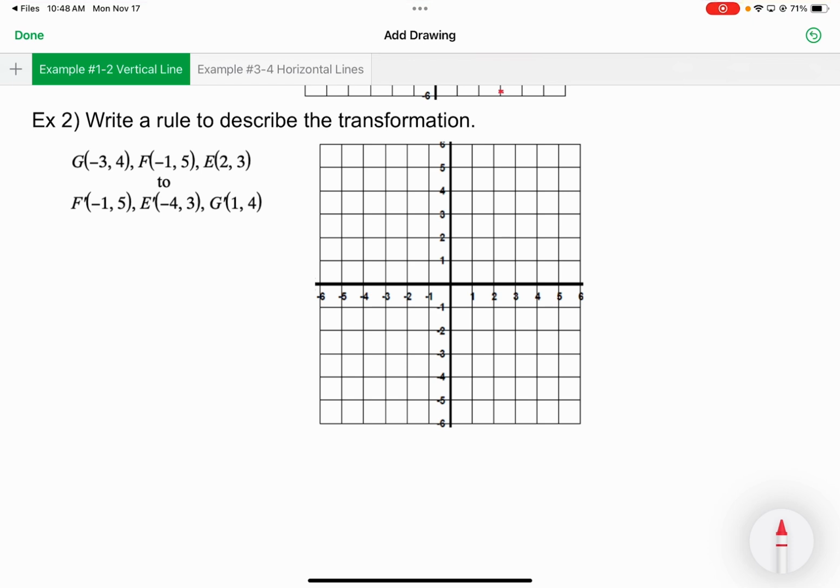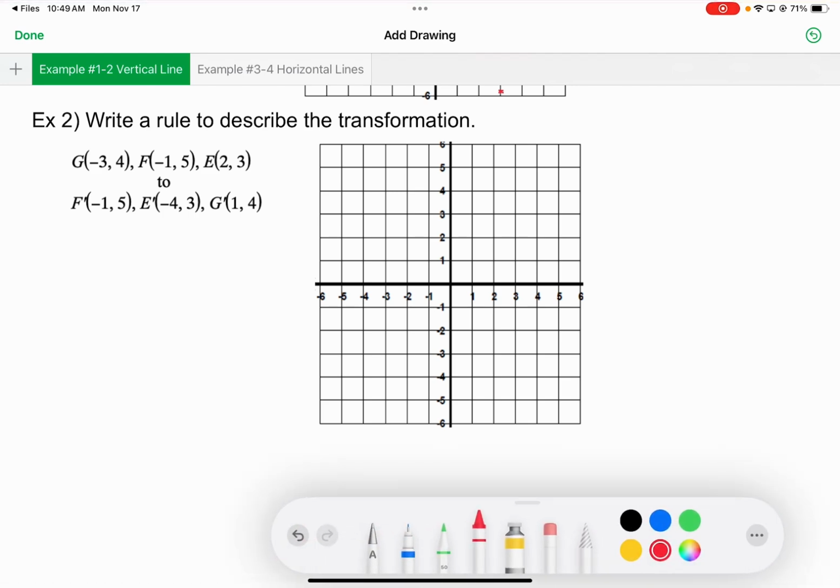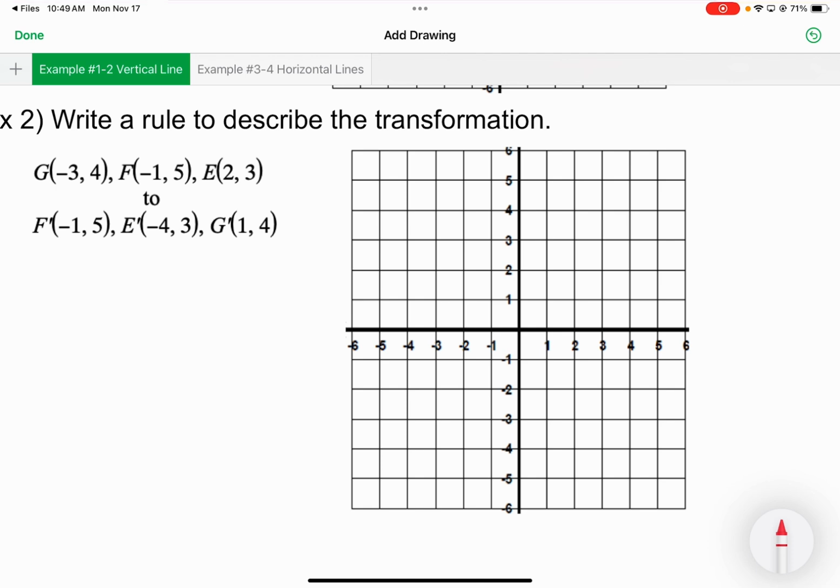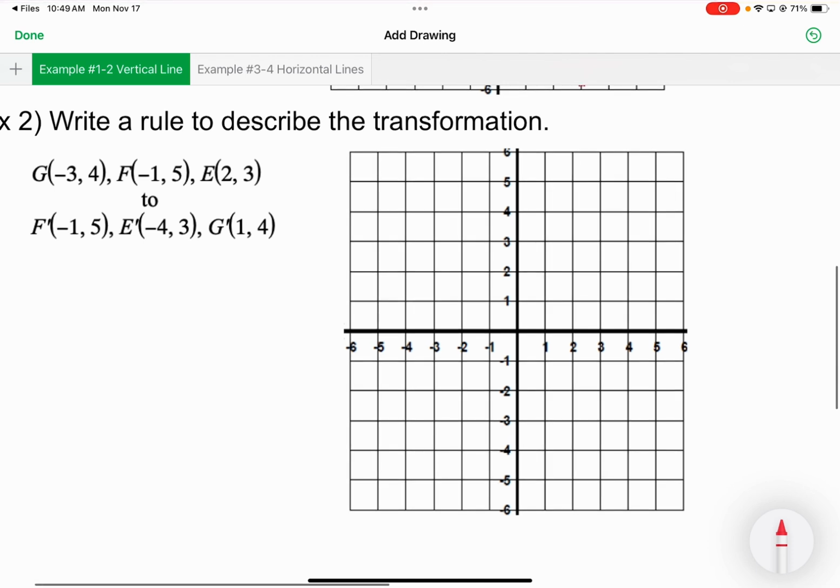All right. Let's write a rule for the transformation. We've got a graph there, so we're going to graph it as well. Let's graph our original points, and then we'll graph our primes too. For the original points, I'll just do it in red. G is at -3, 4. And then F is at -1, 5. And then E is at 2, 3.